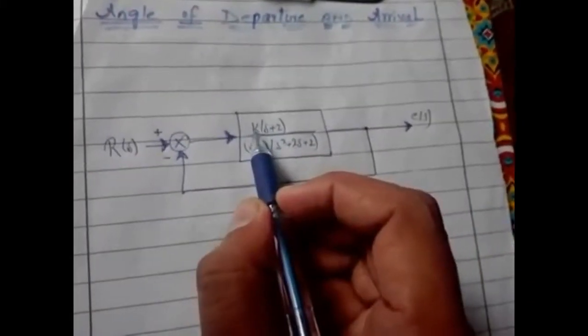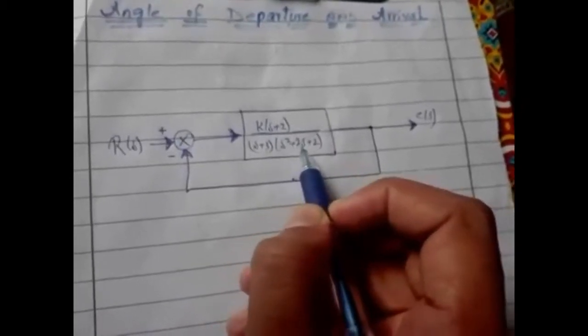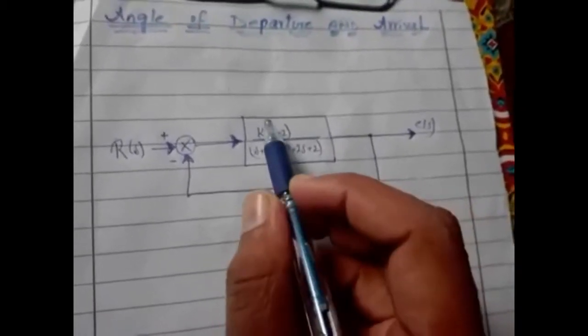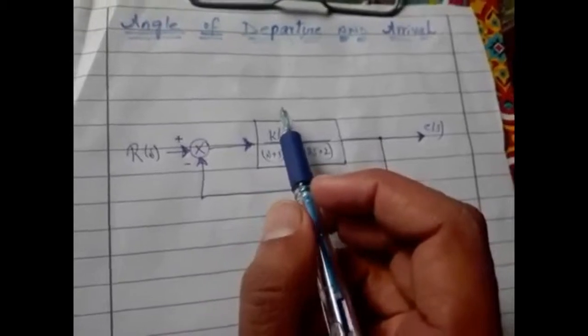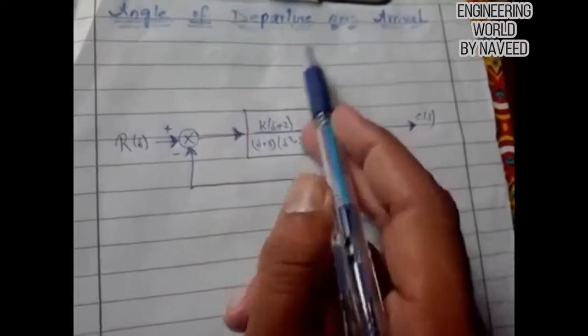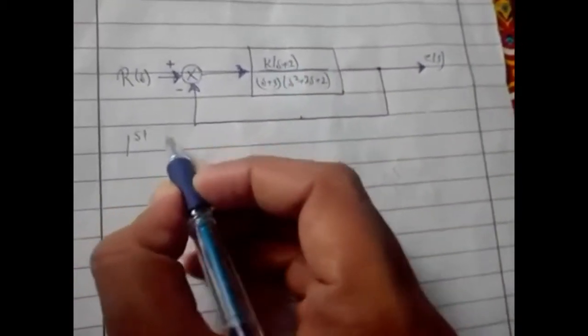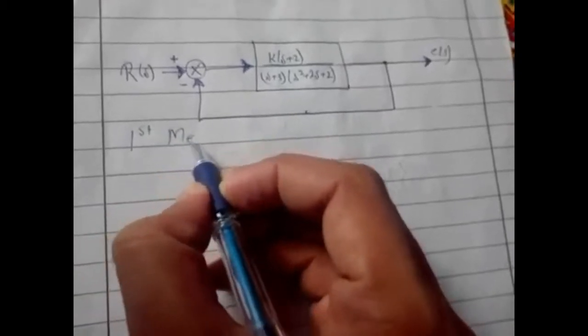So here we take an example. The equation is K into (s plus 2) divided by (s plus 3) into (s square plus 2s plus 2). So we solve it by two methods, finding the angle of departure and arrival angle. Here we have the first method. Let's start from the first method.